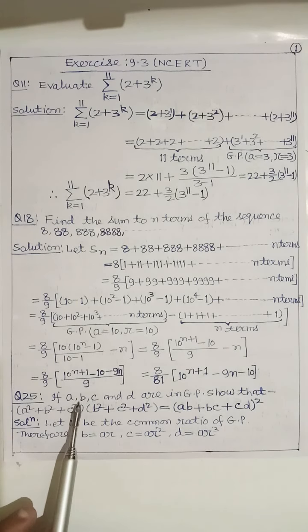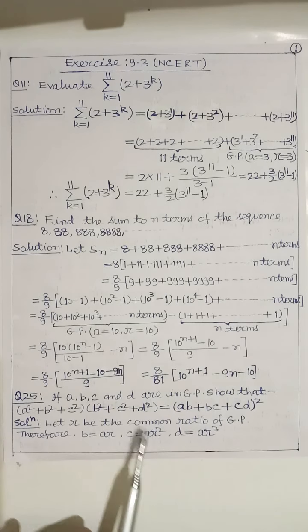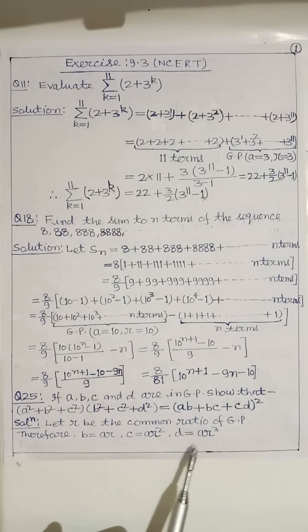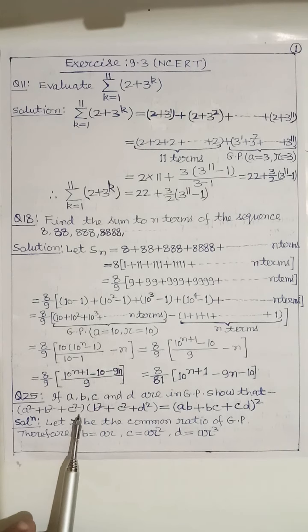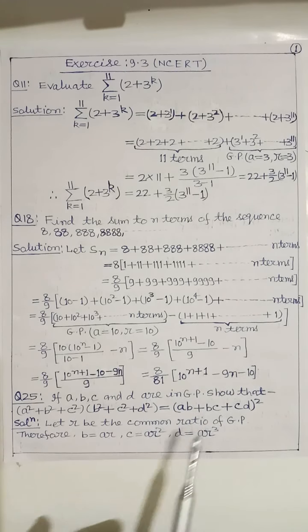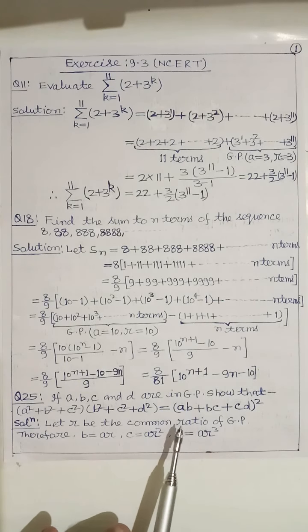So what will be the second term? b equals ar. Third term c equals ar square. Fourth term d equals ar cube. And how can we show that? First we solve LHS and after that RHS, and we have to show that LHS is equal to RHS.